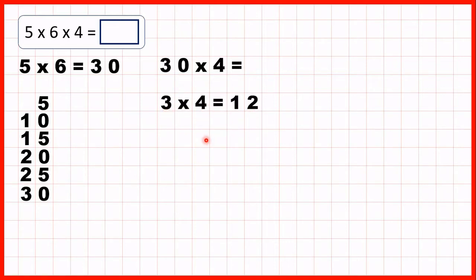That's 12, because if we count up in 4 3 times, we get to 12. But if 3 times 4 is 12, then 30 times 4 is 12 with a 0 on the end, so 120. And this is a really good shortcut.